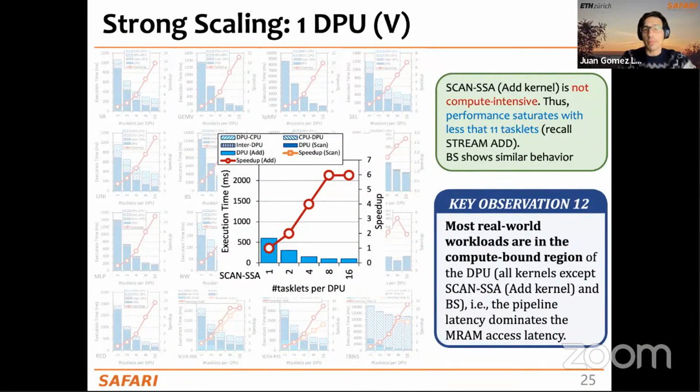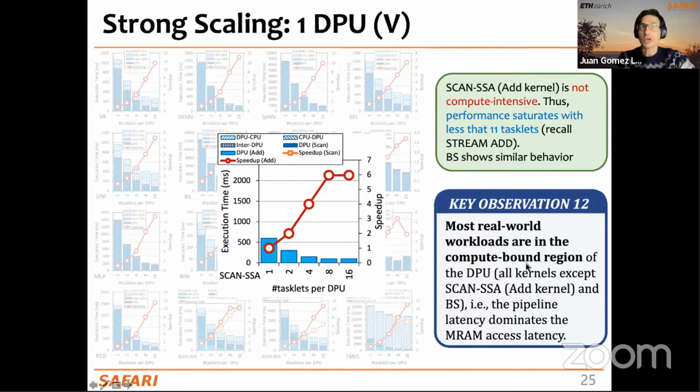So the component that limits the performance of this benchmark, of this particular kernel, is the access to main memory, not the execution of instructions in the pipeline. Even though this doesn't happen in many of the workloads, essentially in all other kernels, we can say that they are in the compute bound region, but this is a special case that resides in the memory bound region.